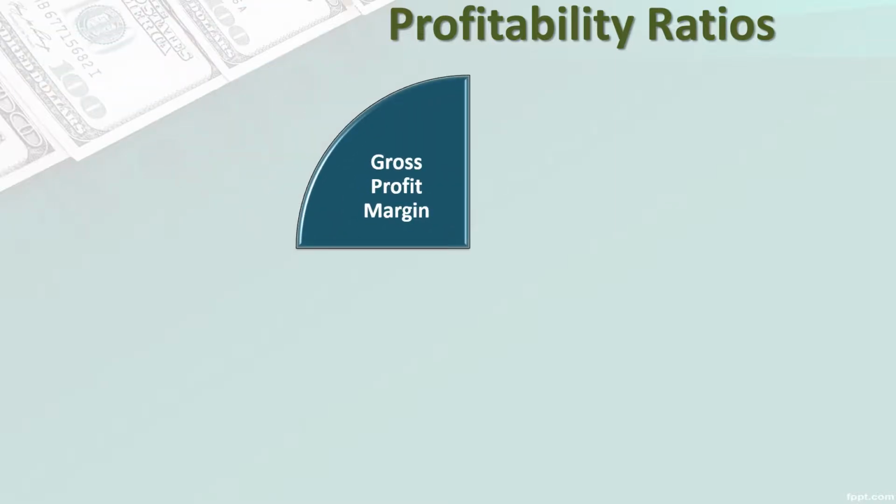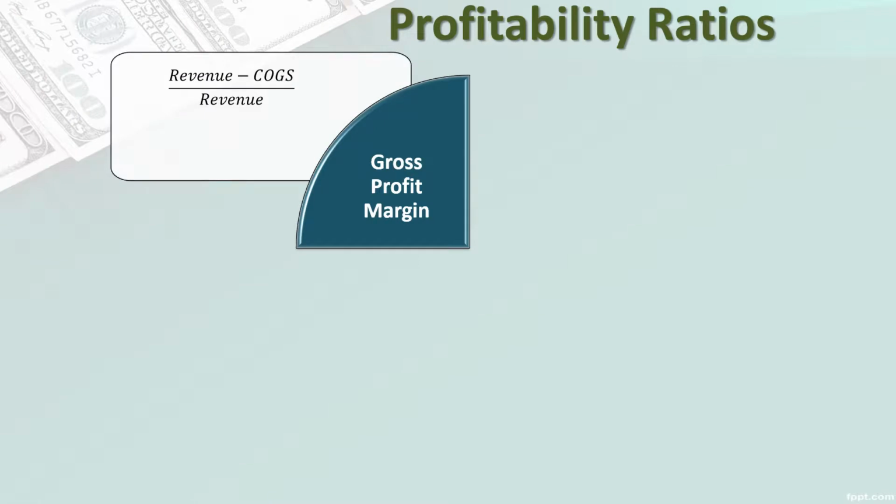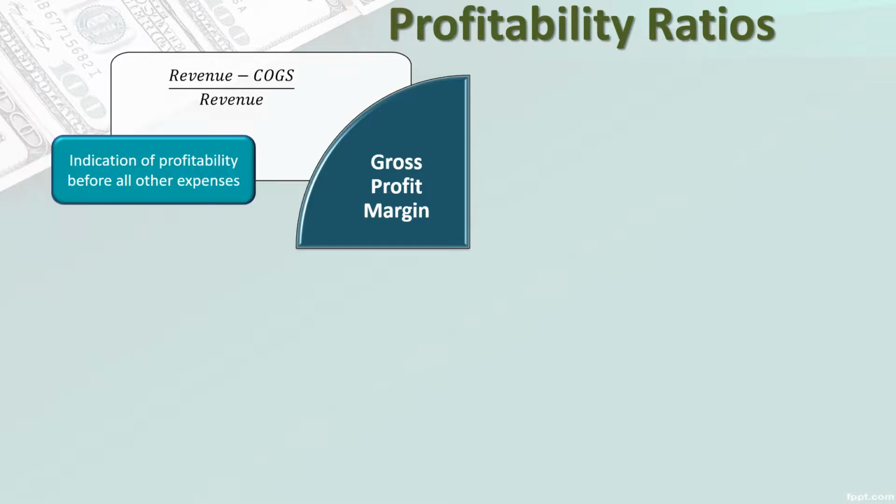This is equal to net income divided by net sales, which means it's equal to revenue minus COGS divided by revenue. This ratio indicates the profitability before other expenses have been removed. To understand its significance, however, we need to compare our ratio to our competitors and to our industry standard.